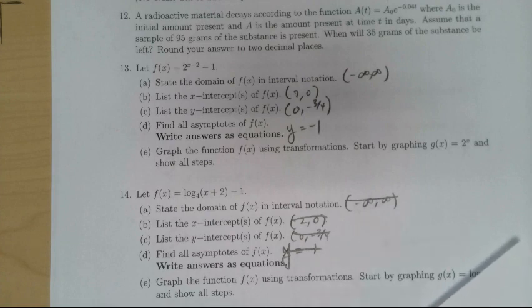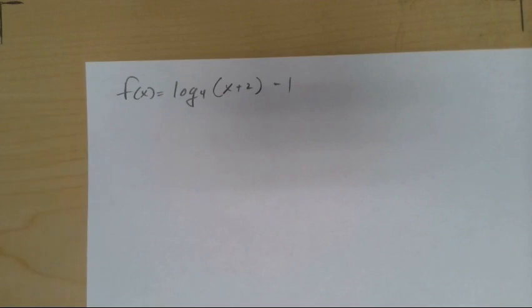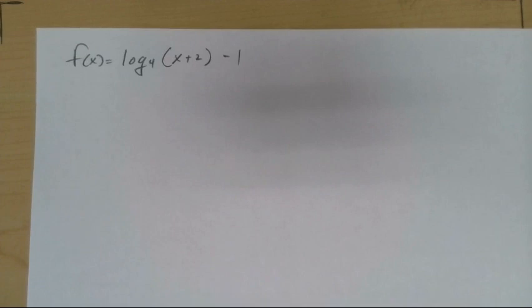X plus 2 minus 1. Okay. State the domain in interval notation. A few ways to think about it. I can think about this with transformations if you're well aware of what the logarithmic graph looks like. I want to take a little bit different approach from what I did in the last problem here.